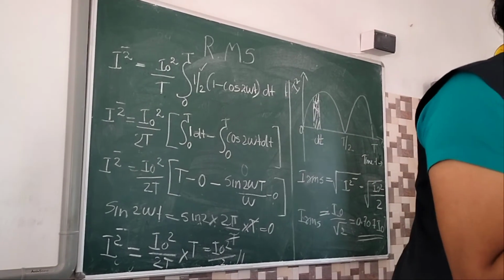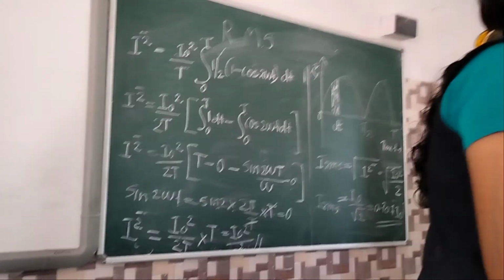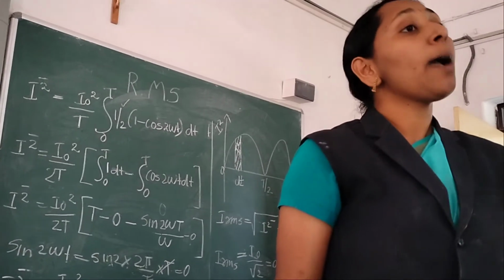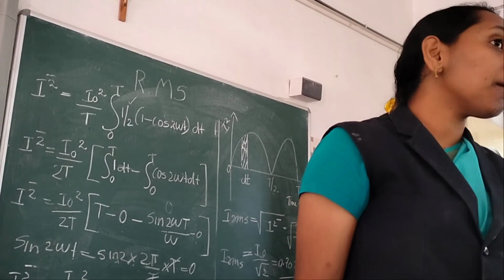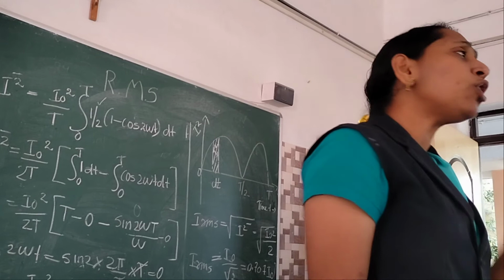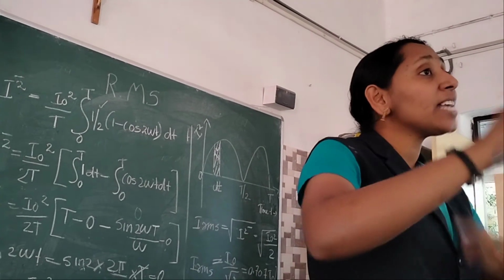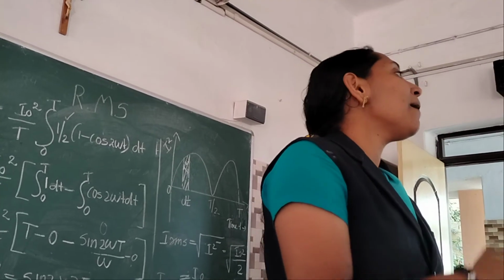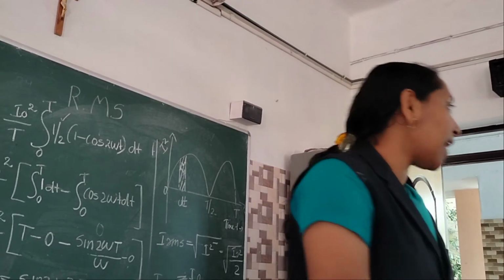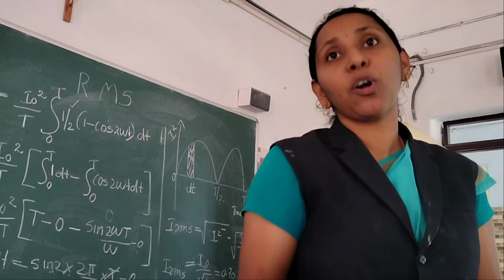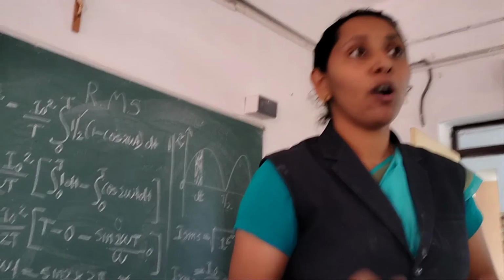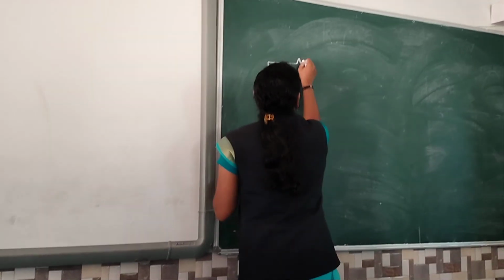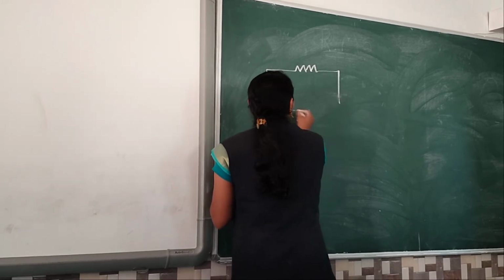What is I naught? Peak value of the current. I is the instantaneous value of the current, I naught is peak value of the current, IRMS is root mean square value of the current, I square bar is square of the current का square root, that is IRMS. IRMS find out करने के लिए हम लोग I square find out कर दिए, ठीक है ना? I hope you can understand this.